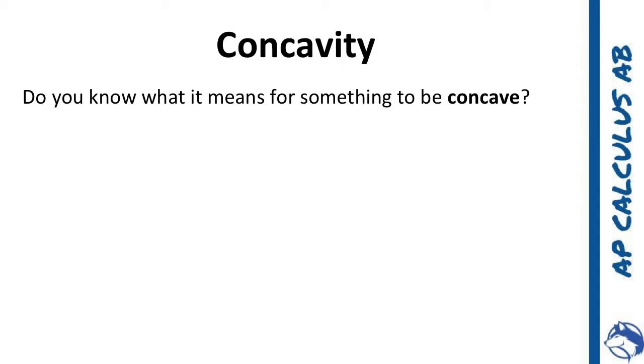So what does it mean for something to be concave? Well, it would mean that it would either curve upward or it could curve downward. It's something that has some form of a curve, and it doesn't just stay linear. It changes and it seems to get more and more steep or less and less steep.